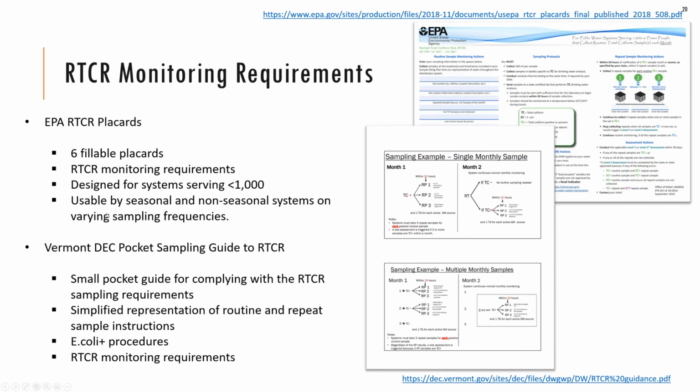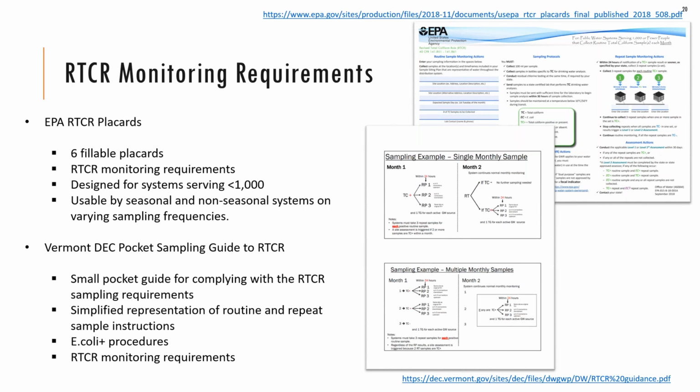The US EPA also has a 6-page document which includes 6 placards, which provide routine and repeat sampling requirements for systems serving under 1,000, so for small systems. These placards are customizable by individuals to include crucial information like laboratory and state contacts, where your routine and repeat sample locations are, how many samples are required, along with other information that could be useful.